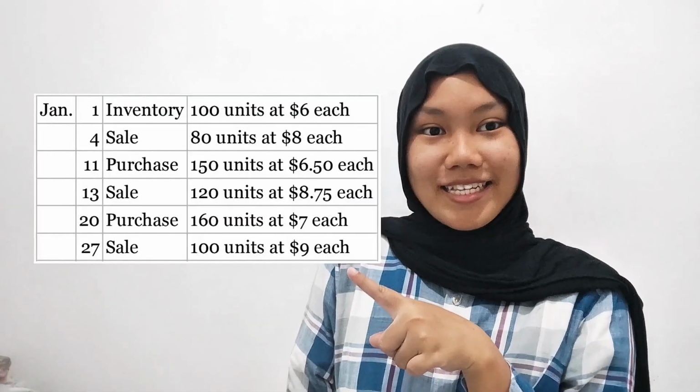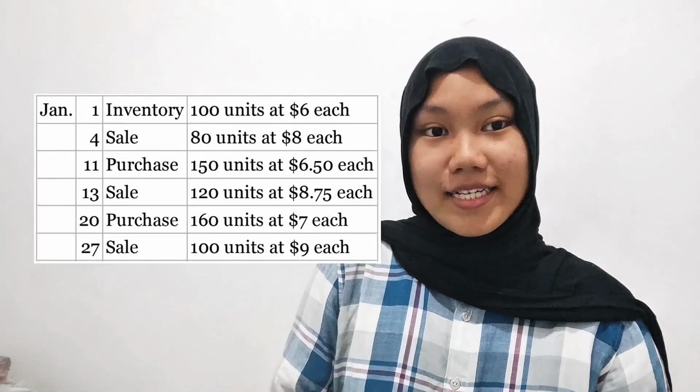So to make it easier for you to visualize, I will provide an example question for us to work on together. This question is taken from Intermediate Accounting IFRS 4th edition, Chapter 8 about valuation of inventories. This is the data and I'm going to explain the periodic system first.